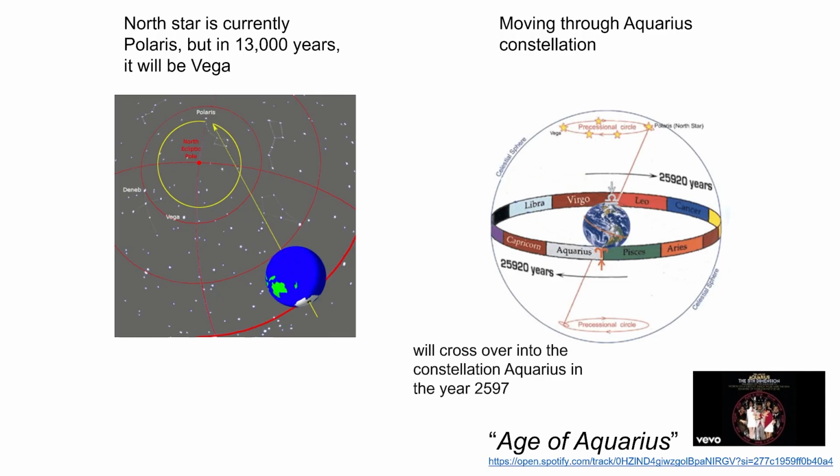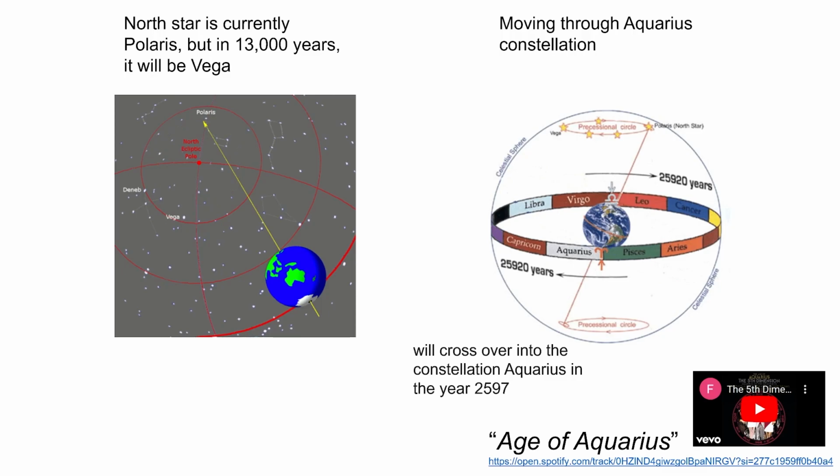Here's a little movie showing how the axis of the Earth is pointed towards Polaris right now. This is the night sky, and that's a star, Polaris. So we're pointed towards Polaris right now. But in 13,000 years, we'll be pointed towards Vega.